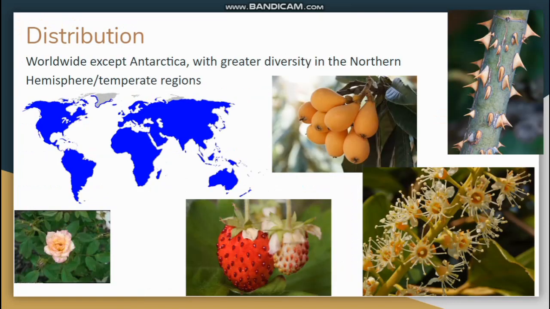Now, Rosaceae are found basically everywhere except for Antarctica, with the greatest diversity in the northern hemisphere. There's more land in the northern hemisphere, and unlike a lot of organism groups, you have quite a bit of temperate region diversity relative to tropical region diversity. Most taxa, most groups of organisms, the greatest diversity is going to be found in the tropics. But this group, you have a great deal of them, perhaps equally many temperate species as you do tropical species.